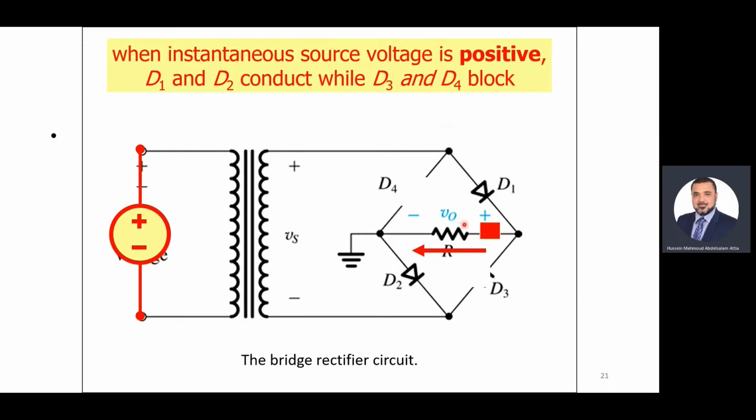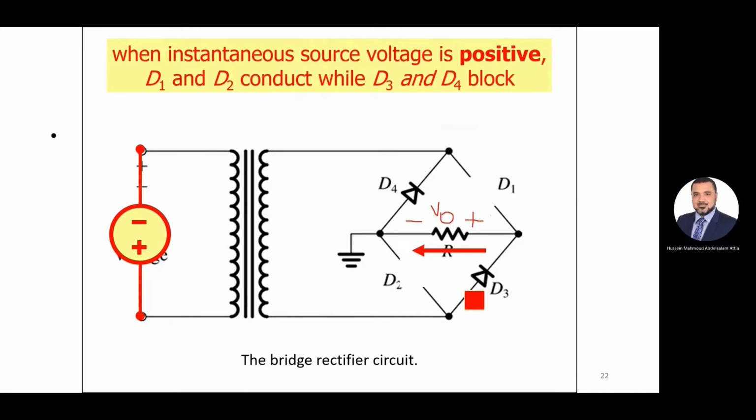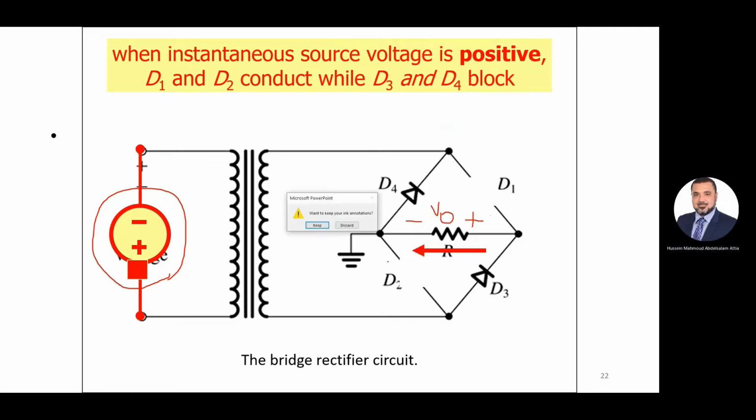Look at the current in the R. The current direction means that V out must be a positive value. In the other way, when the input is negative, on the other side, D3, D4 are on, D2, D1 are off. In this case, also V out is positive. This is very important, Shabab, to understand that V out in both cases is positive. Regardless of the polarity of the input, positive or negative, V out is always positive because the current always comes in this direction. Okay?